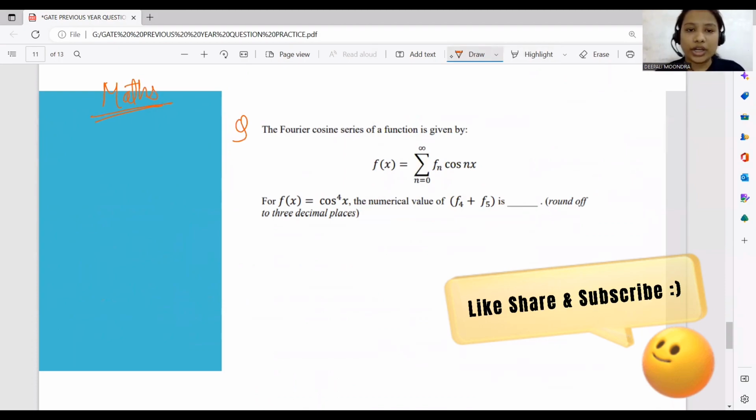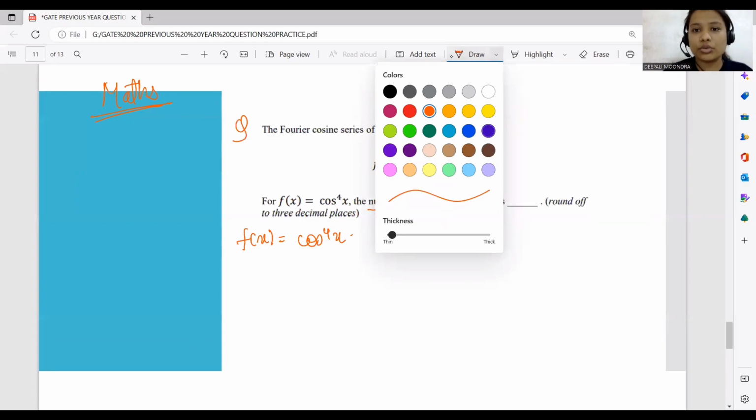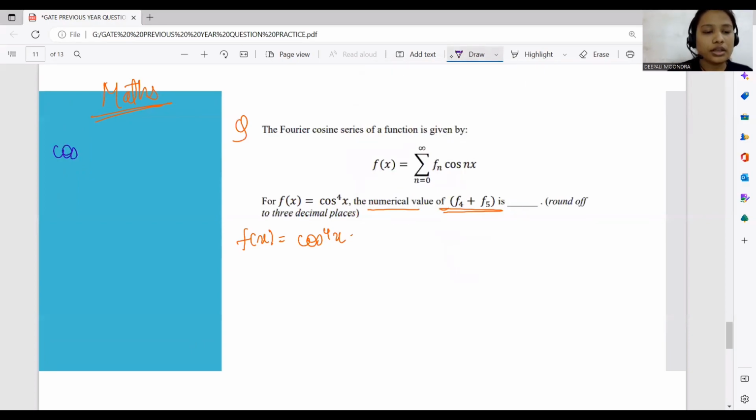Okay, moving forward to the last and very important question, and this is related to maths, right? We have been provided a Fourier cosine series of a function. Now we need to find the numerical value of f4 and f5. That means the coefficients of cos 4x and cos 5x. First of all, what is the f(x) provided to us? It is cos⁴x, right? So the important formula required for this question is that cos²x can be written as (cos 2x + 1)/2. Okay, so with the help of this formula, we will solve this question.